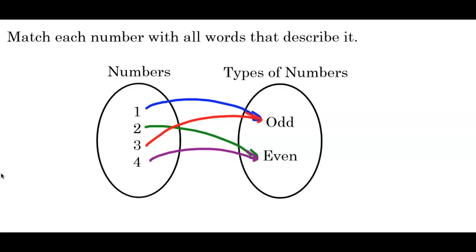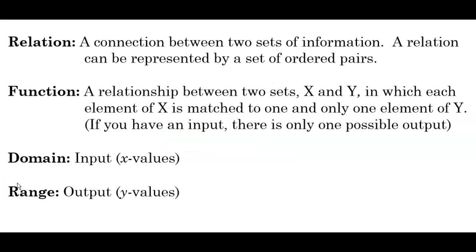So let's define both a relation and a function. A relation is a connection between two sets of information. So both of those two examples were relations. We created a connection between two sets of information. A relation can be represented by a set of ordered pairs. And what that means is we could take each of our arrows that connects a number to one of the words and write it as an ordered pair.